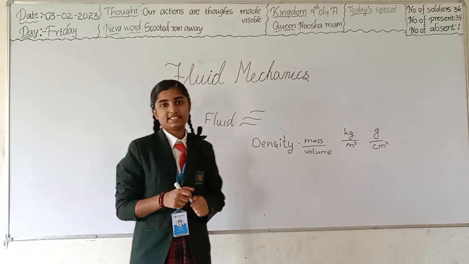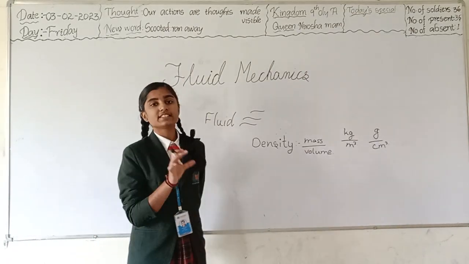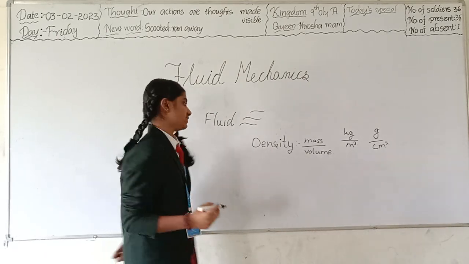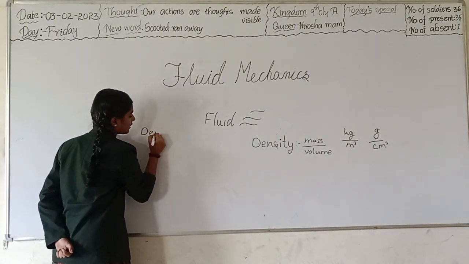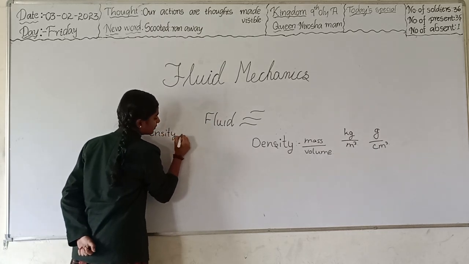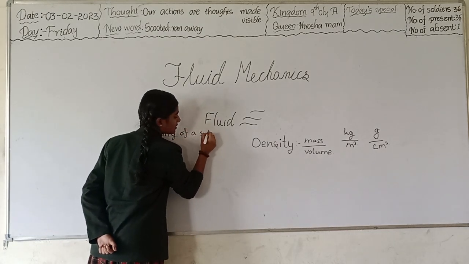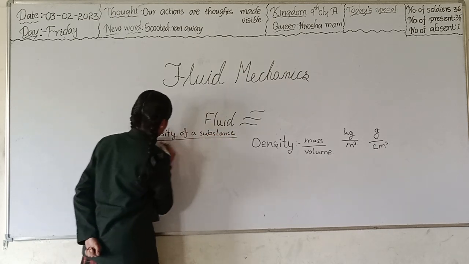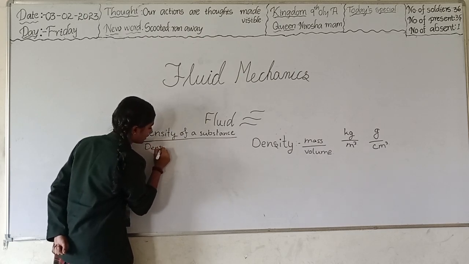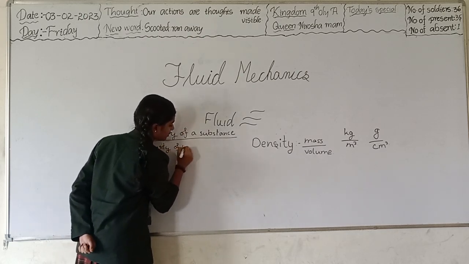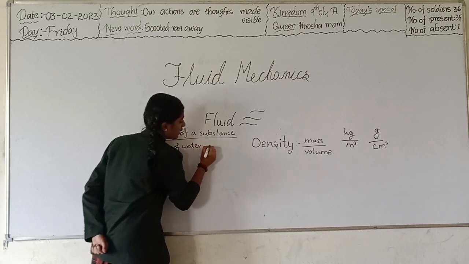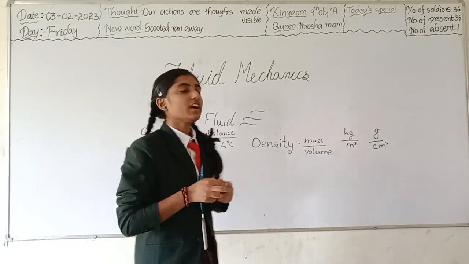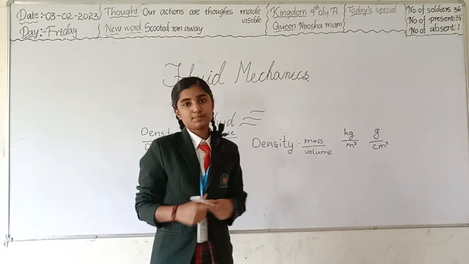It is relative density. Relative density is taken as the density of a substance to the density of water at 4 degrees Celsius. It will be written as the ratio of the density of a substance to the density of water at 4 degrees Celsius.